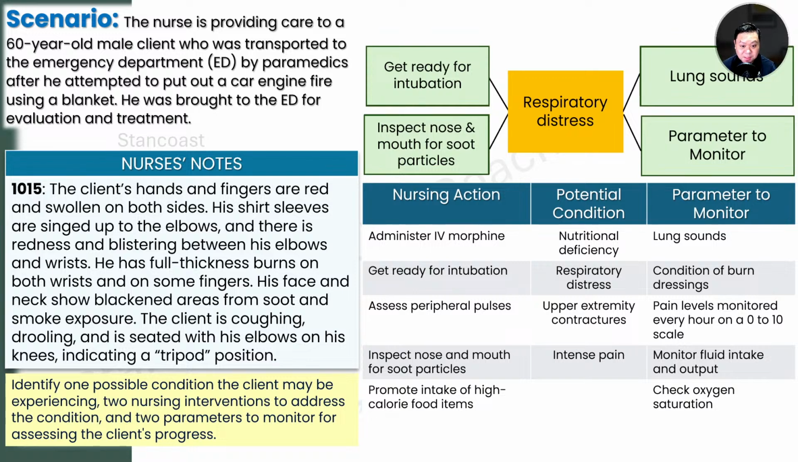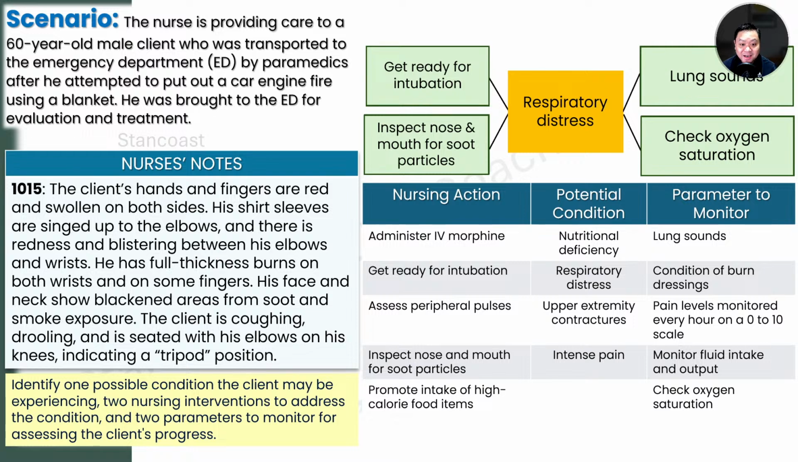or lung collapse. Now, what else are you going to select here? Aside from the lung sounds, we have other selections here: condition of burn dressings, pain levels, monitor fluid intake and output, check oxygen saturation. Which of the parameters here will also support the respiratory distress? Of course, no other than check oxygen saturation. This will help assess the client's oxygenation and gas exchange. And we really need to identify if there's going to be hypoxemia this time, especially since the patient is already in distress. There is airway compromise.